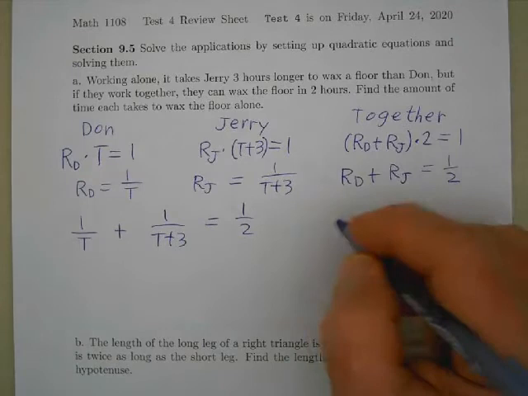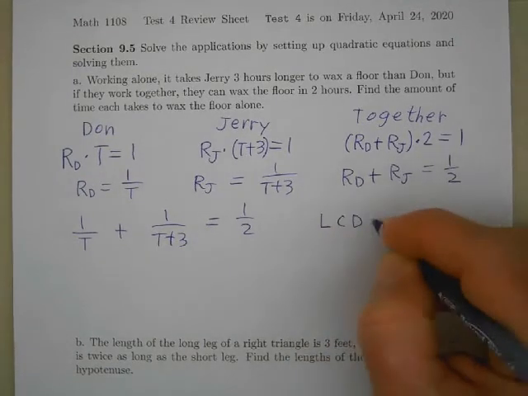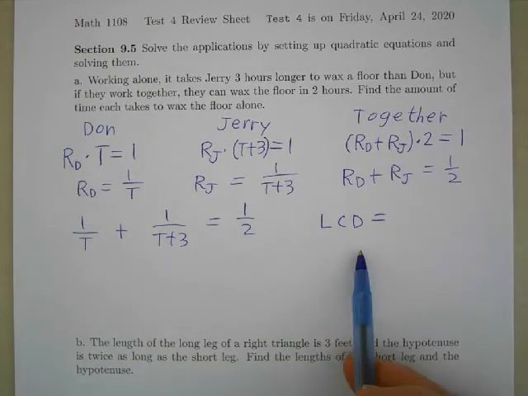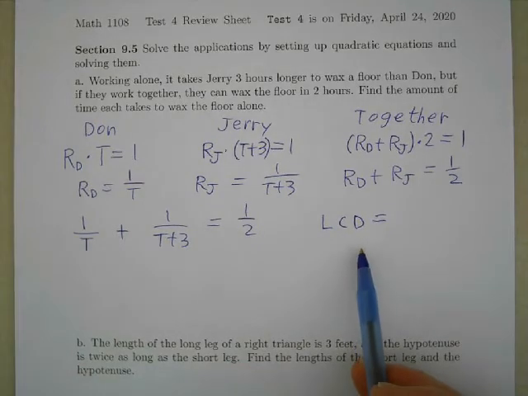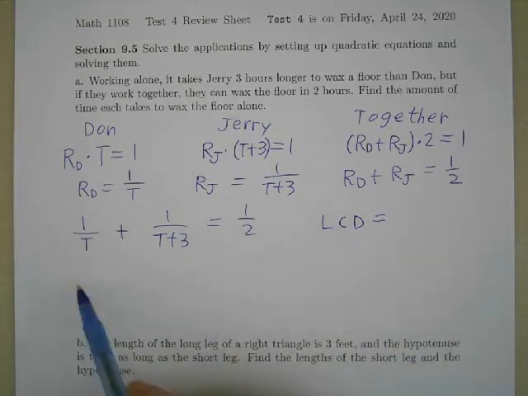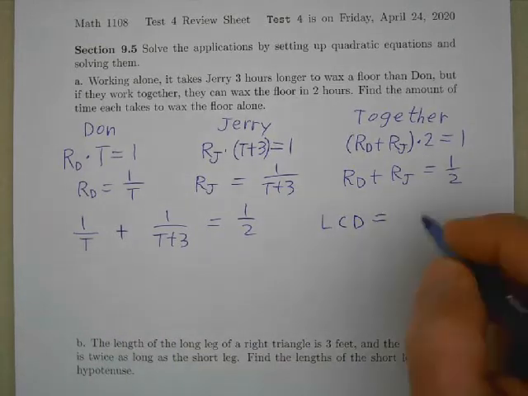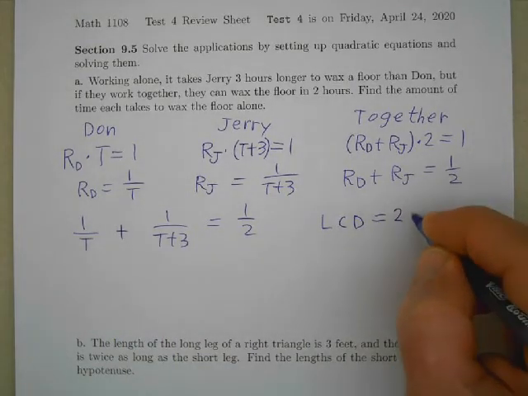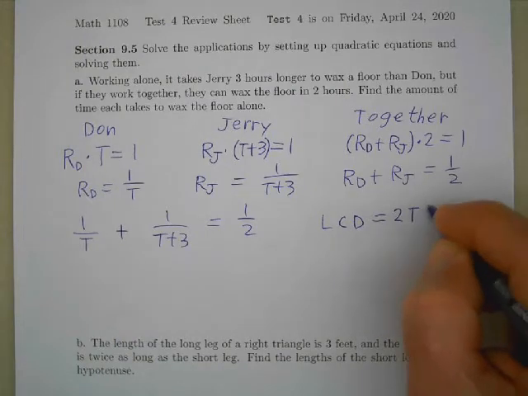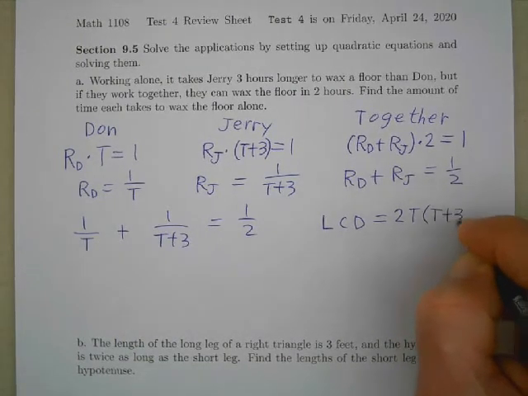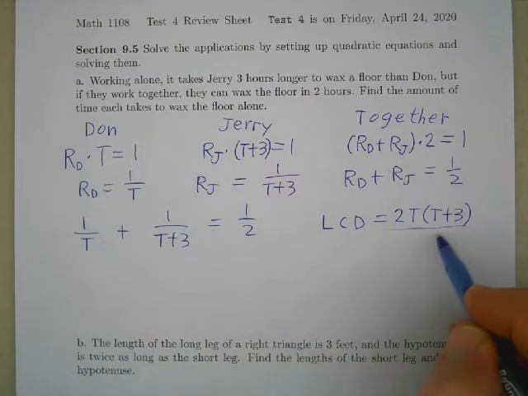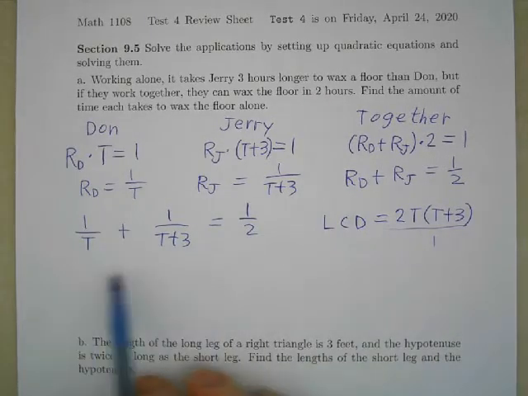We see that T appears in 2 different denominators, so the technique that we use is to find the least common denominator and multiply every term on both sides by the least common denominator. The least common denominator is just 2 times T times the binomial T plus 3 over 1, if you like. Then multiply every term on both sides by this.